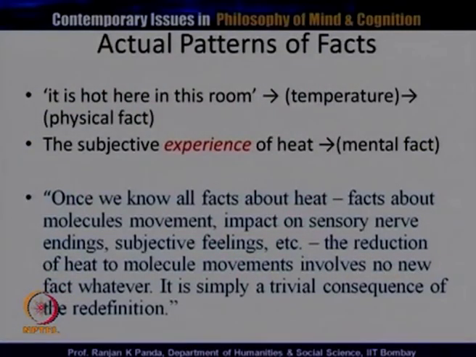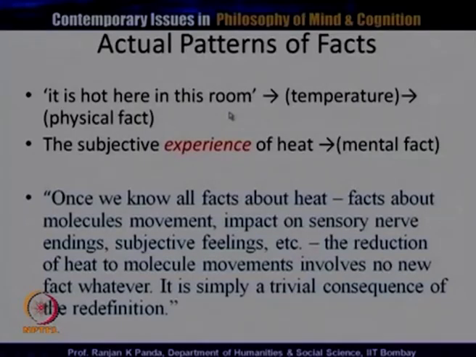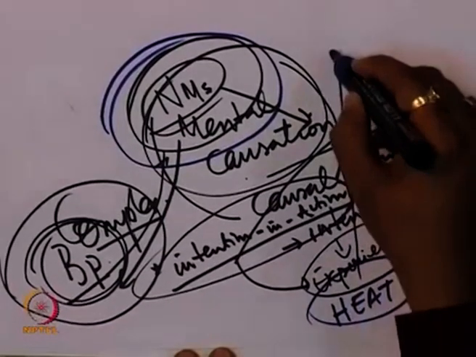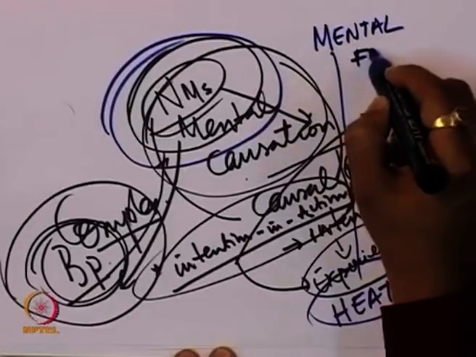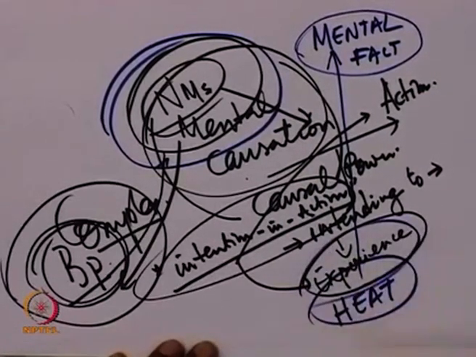So, the actual pattern of facts, if you talk about it, at one level we are talking about certain physical facts like temperature to be defined. At another point, I am talking about the fact that it is hot here in this room. So, at another point we are experiencing this heat. This experience of heat is an experience which talks about a mental fact. Experience itself is something mental, something to do with the mental life of this biological entity. But the temperature can be defined in physical terms. So, there are physical facts and there are mental facts.